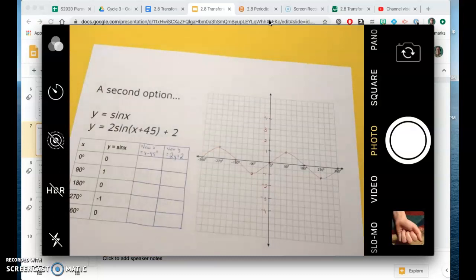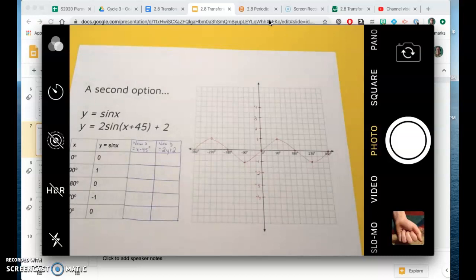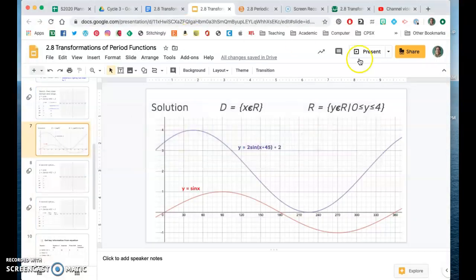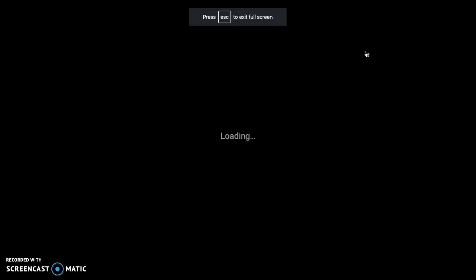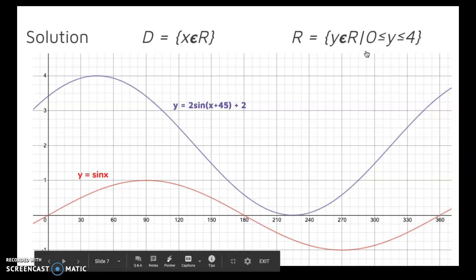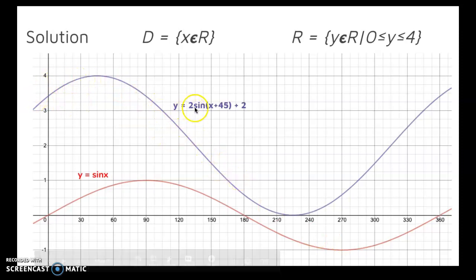Okay, so let's think about this second way to do it. Actually, I'm going to go back to here first just to show you what it should have looked like. I graphed it up in Desmos. So here it is in Desmos. Here's our sine x curve, and then here is the curve of our new function, 2 sine(x + 45) + 2. If we look at the domain of this, remember x goes on forever and ever in each direction. So the domain is x is an element of the reals.